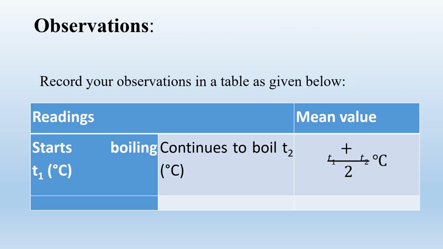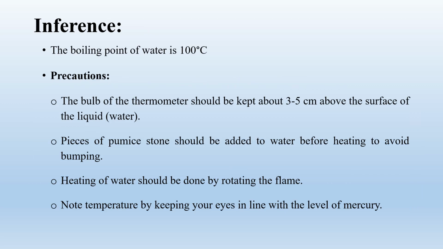Readings. Mean value. Starts boiling, temperature T1, in degrees C. Continues to boil, temperature T2, in degrees C. Observations. Record your observations in a table as given below. Inference. The boiling point of water is 100 degrees Celsius.